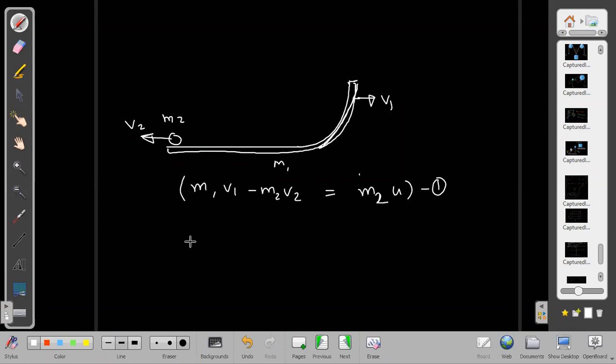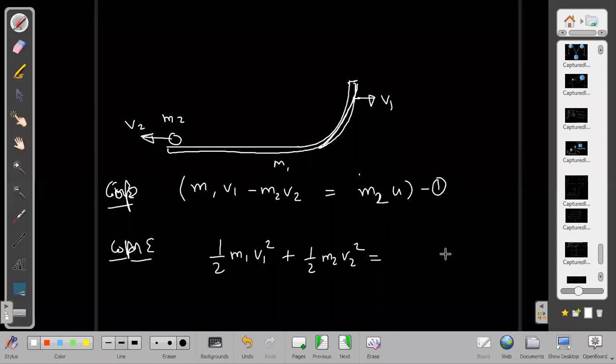Second equation I will take: conservation of mechanical energy. Momentum conservation was the first. Second I will take COME. COME will be half of M1 V1 square plus half of M2 V2 square equal to half M2 U square. That's it.